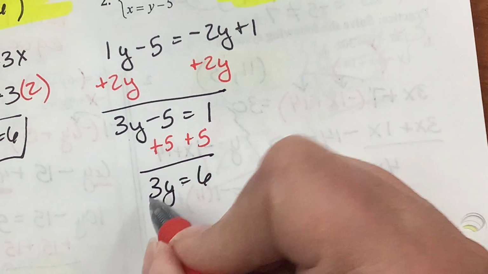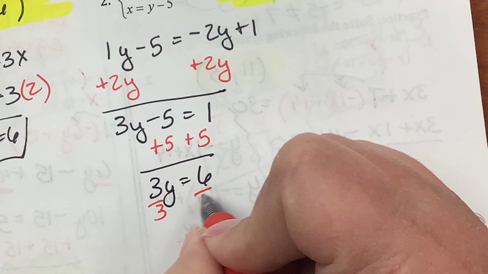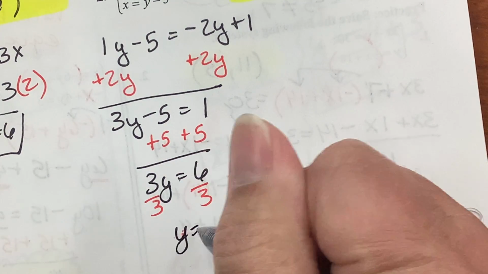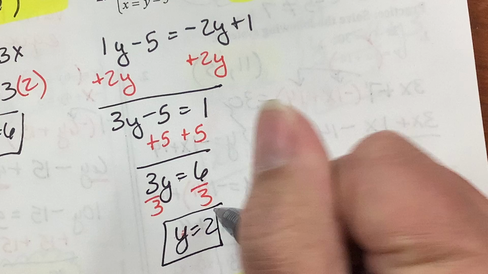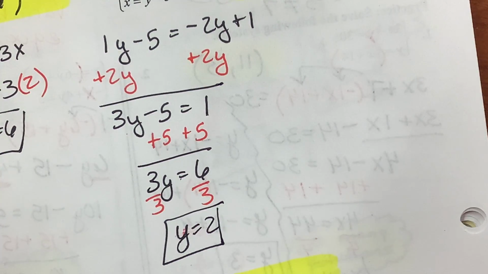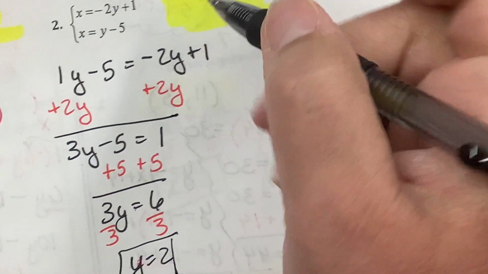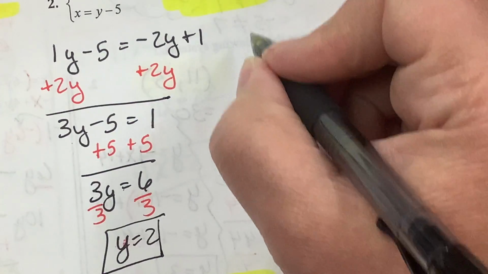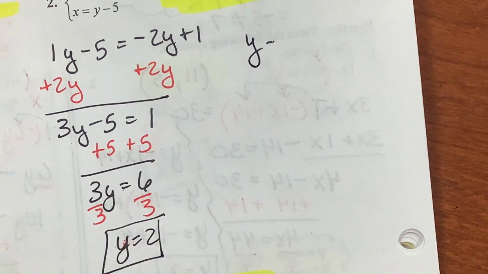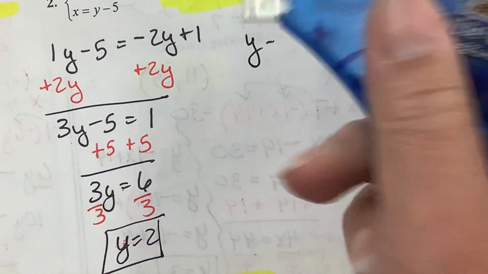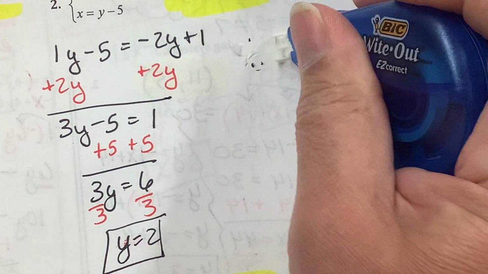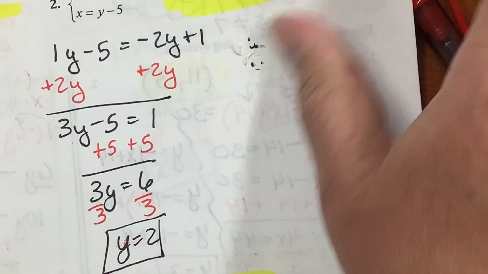Divide both sides by 3, and y equals 2. Put a little box around it because you're done. So now I'm going to go back and pick an equation. Doesn't matter which one because they both give you the same answer. So I'm going to do the second one. Y, oh, look at me, I already have y. I have to find x. Get rid of that silliness, Bono. See, that's why I always make mistakes.